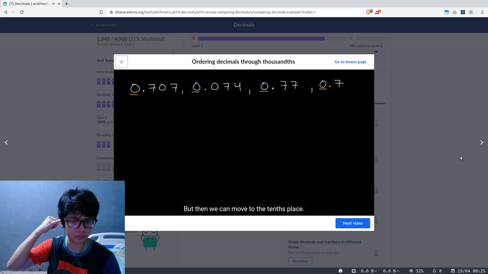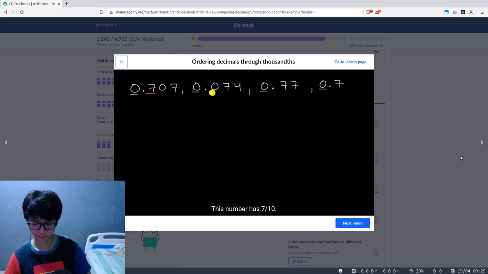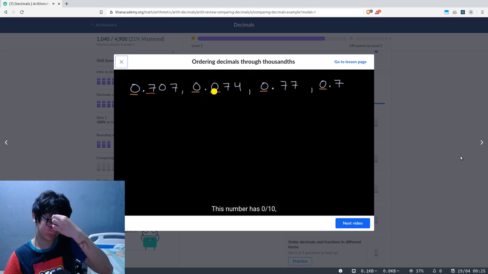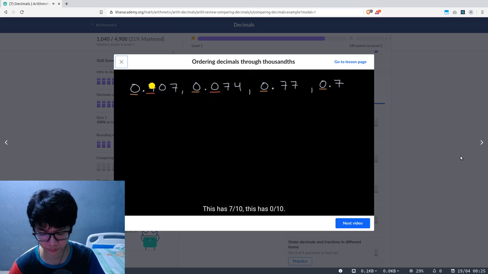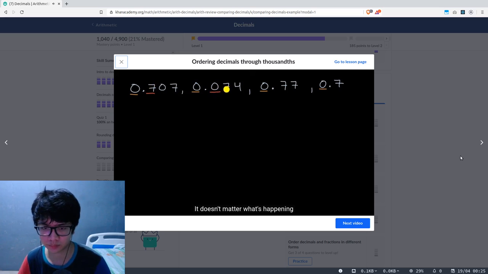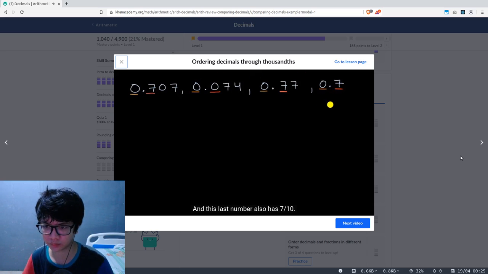But then we can move to the tenths place. This number has 7 tenths. This number has 0 tenths. So just from that, we know that the second number is less than the first number. This has 7 tenths, this has 0 tenths. It doesn't matter what's happening in the places after that, to the right of that. This number over here also has 7 tenths, just like the first number. And this last number also has 7 tenths.